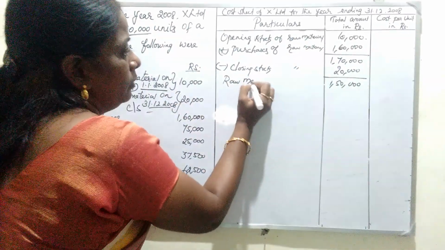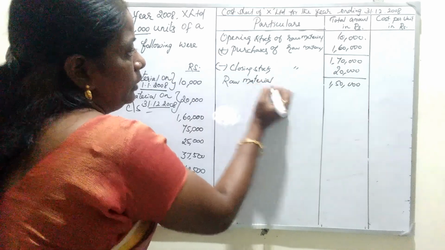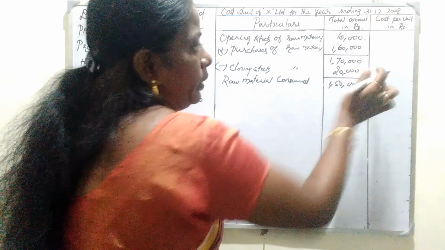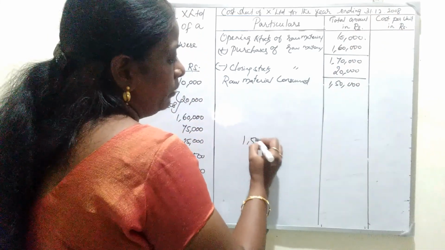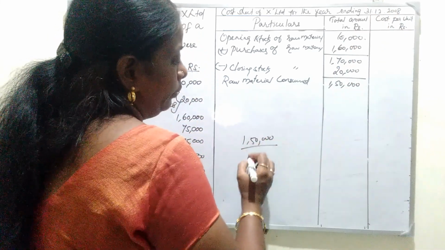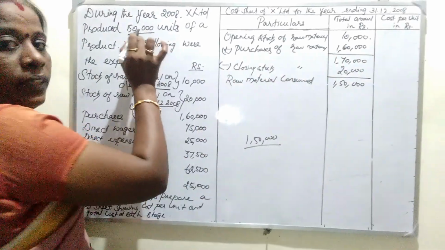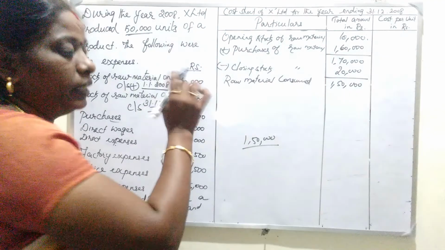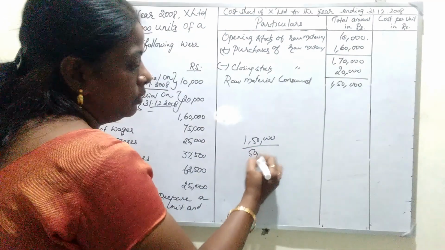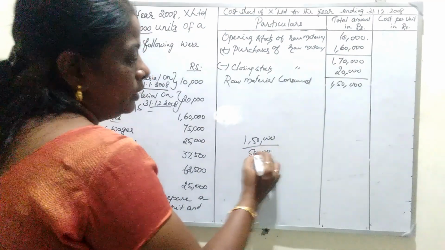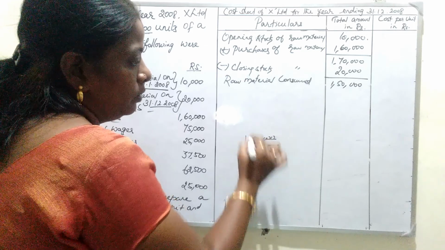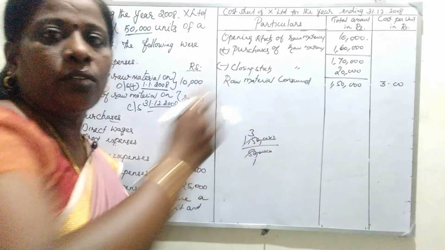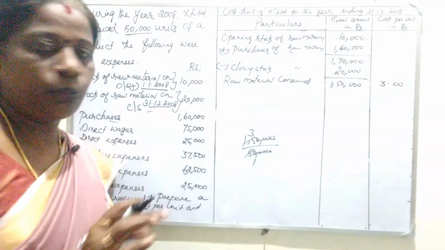Raw material consumed. Here we have to find the cost per unit value. That is, 1,50,000 is the raw material consumption value, and it should be divided by the 50,000 units, the total units produced. 3 rupees is the cost per unit of the raw material consumed.